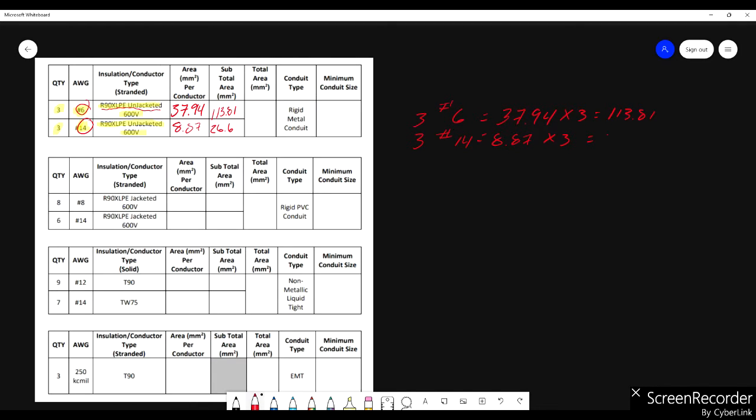Okay, 26.6, and then all you do is you add these two numbers. All right, so I'm going to add those two. 113.81 plus 26.6 gives you a total of 140.41.